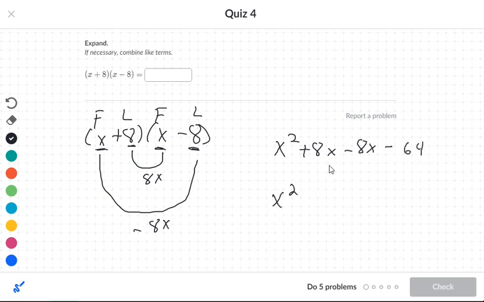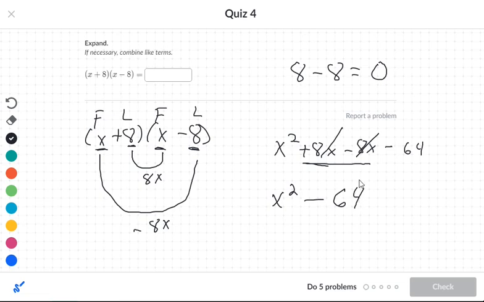So I'm going to go x to the second. I want to bring these middle terms together. So the middle terms here, we're going to say 8 minus 8. So 8 minus 8 is 0. So we can cancel these out. So I have x to the second minus 64.